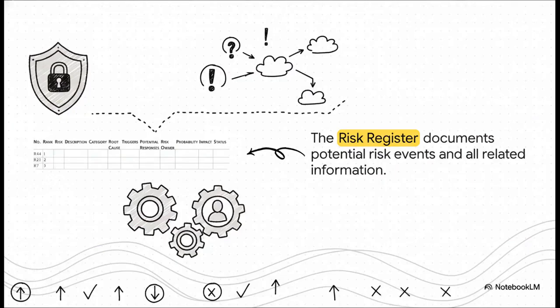The main thing that comes out of all this work is a super important document called a risk register. You will absolutely create these in your classes and in your future career. It's basically the master logbook that tracks every single potential risk, all its details, and, this is key, it assigns an owner who's responsible for keeping an eye on it.